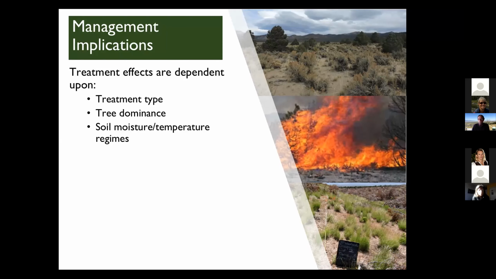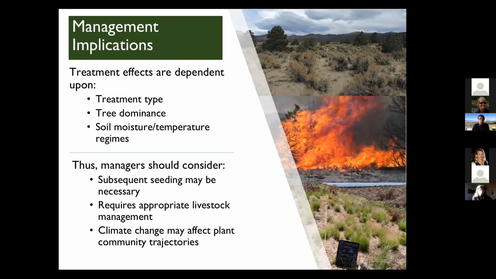So, you know, no surprise, ecosystem responses are quite complex and it warrants pretty careful thought before applying any of these treatments. And sometimes introducing an additional disturbance like prescribed fire or mechanical treatments will have its drawbacks, and you have to figure out if those drawbacks are okay relative to your management goals.